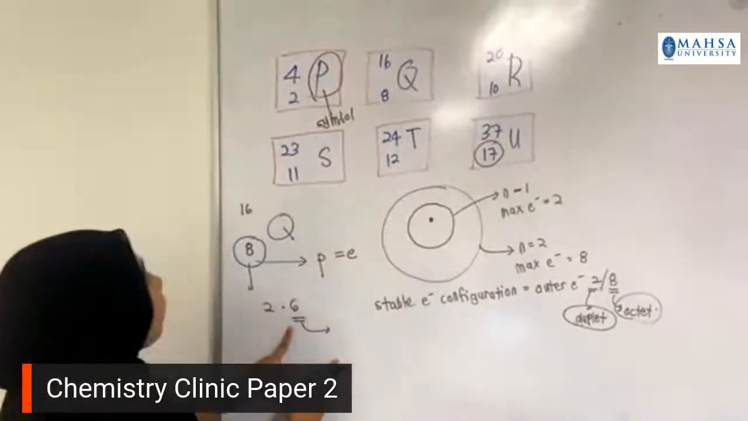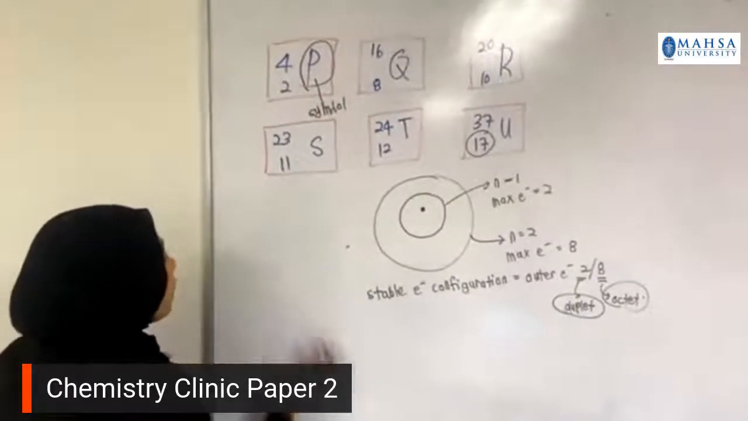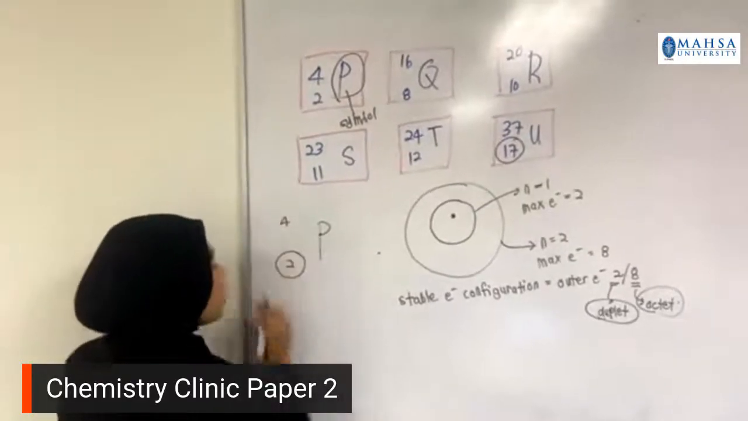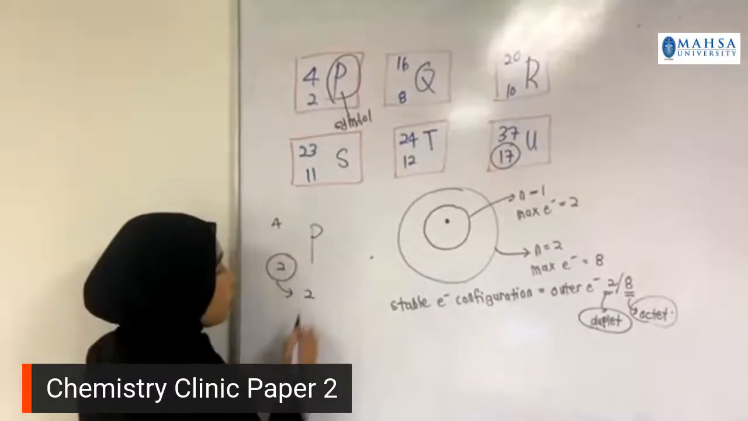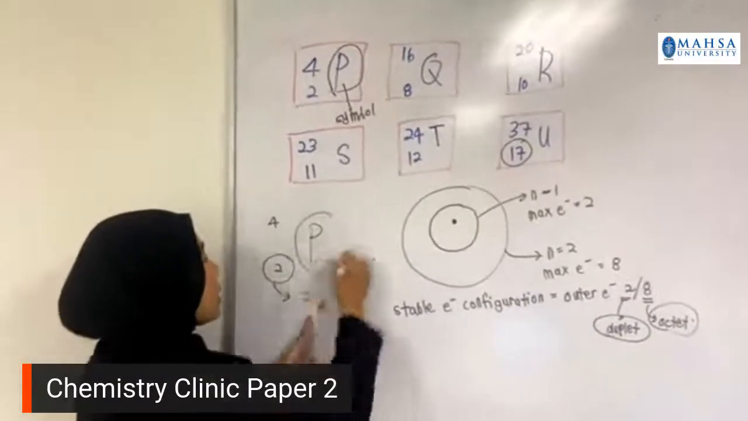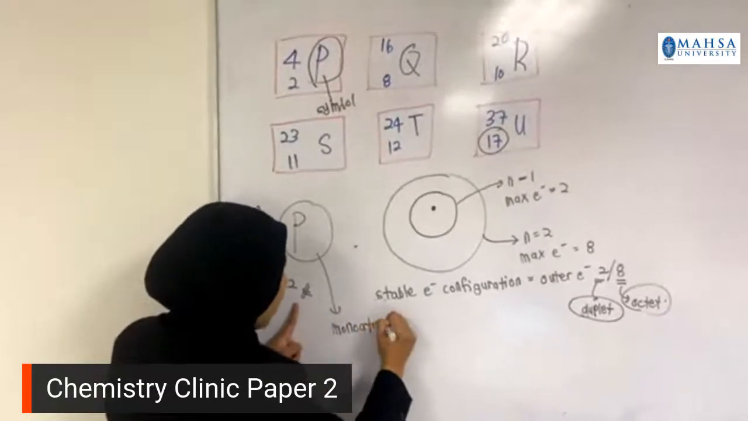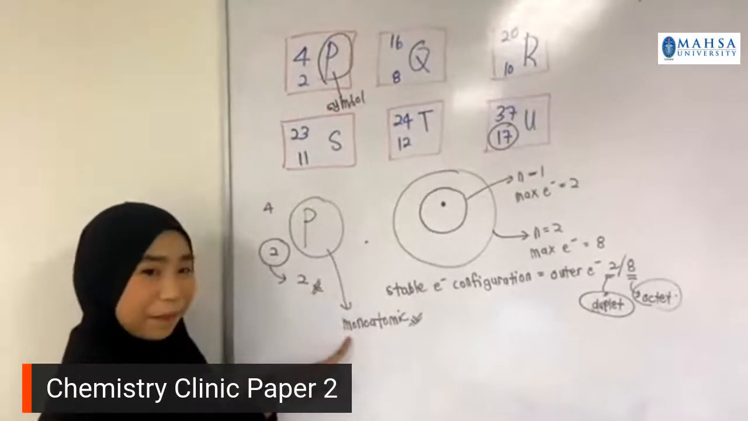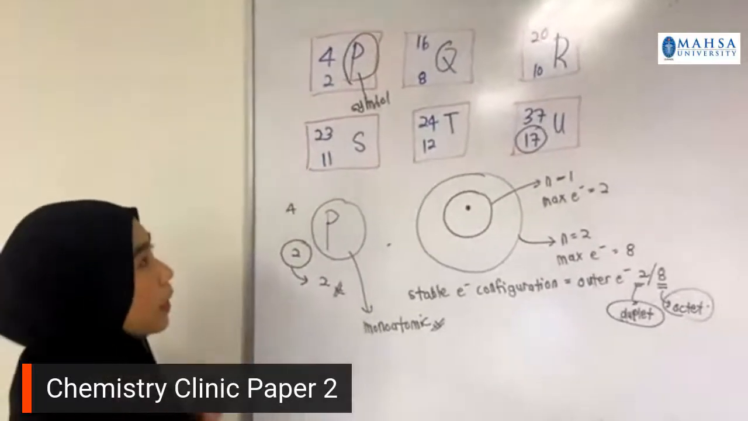Okay, another element that we can refer to is P. I erase this one and we go for P. P, I have 4 and then I have 2. So how can I arrange the number of protons, which is equal to the number of electrons? These 2 I arrange as 2. So is it considered a duplet? Yes. When it's considered a duplet, I can say that P is considered a monoatomic gas, which, if you refer to the periodic table, is helium.